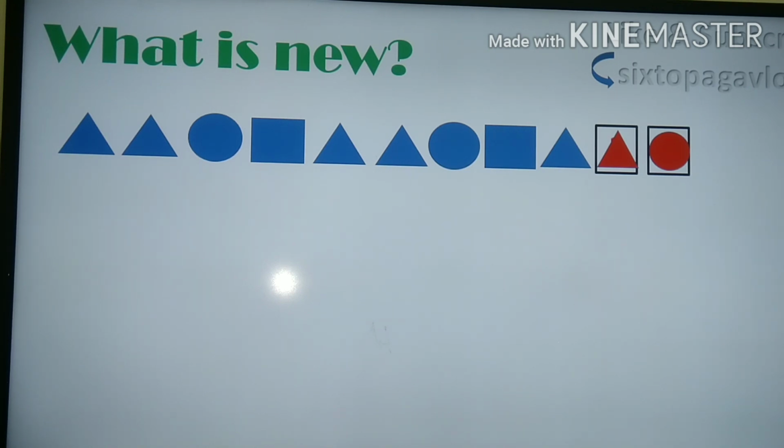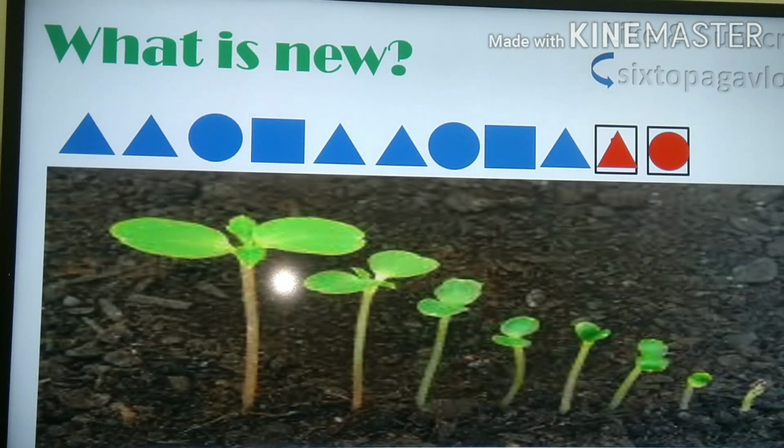Okay. Another example. What is new about this sequence? Okay, so this is the illustration. So from left to right, so the sequence is in descending order, right? But if you are going to look at the illustration or the figures from right to left, so the order or the pattern is ascending order. Okay?